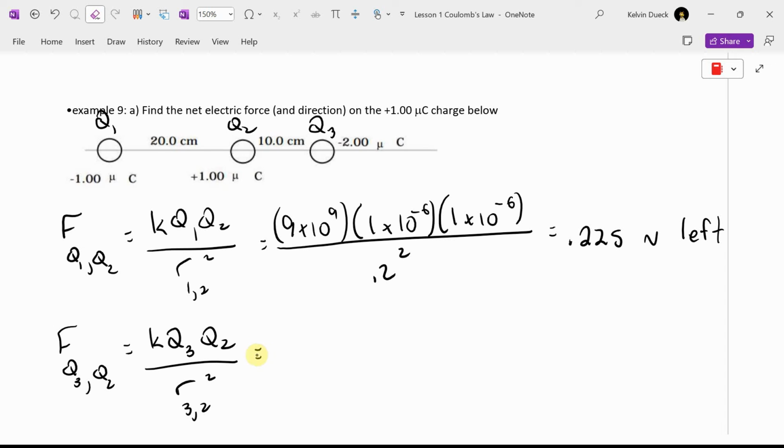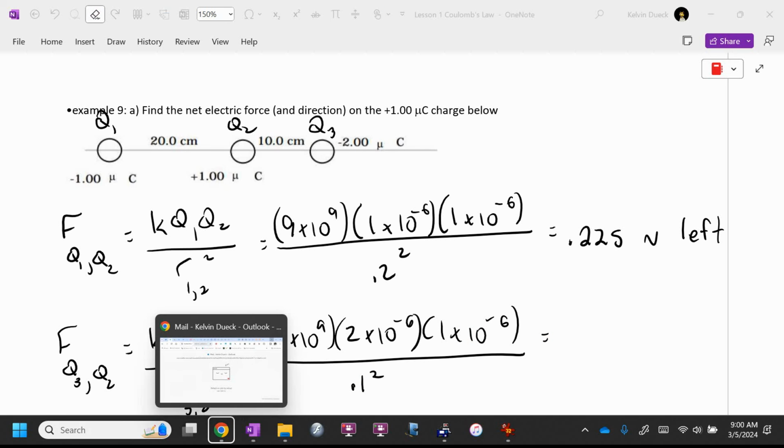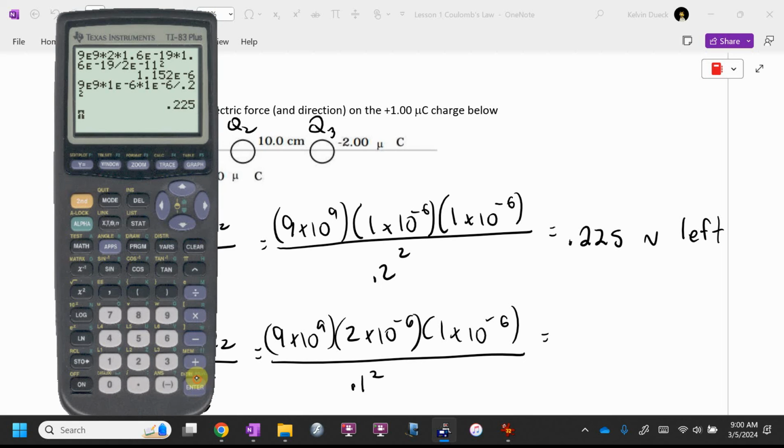Let's repeat. It's going to be 9 times 10 to the 9th. Charge 3 is 2 microcoulombs. Charge 1 is 1 microcoulomb. And the distance between them is 10 centimeters. That's going to be 0.1 squared. I think I can just backspace, edit, and change a few numbers if you've got a good calculator. I think all I need to do is change that 1 to a 2 and change that 2 to a 1, right?